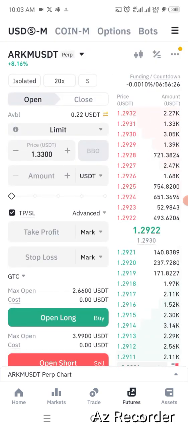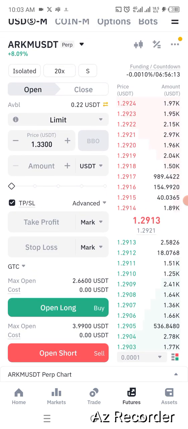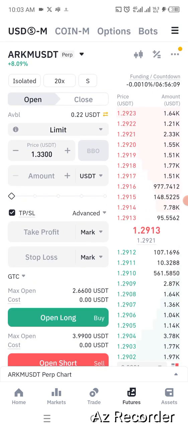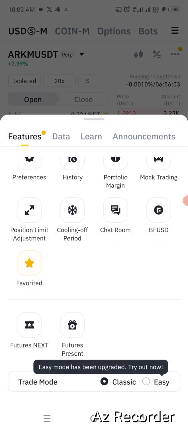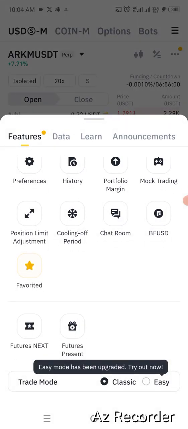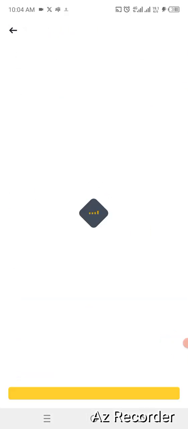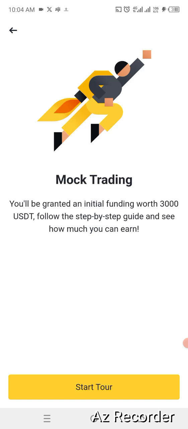Though for this futures trade, as a newbie, before you enter with your balance, I would advise you start learning and practicing it using this faucet region where they will give you faucet USDT for you to practice. Which is mock trading. This particular portion here, just tap on it, mock trading, and wait for it to load.